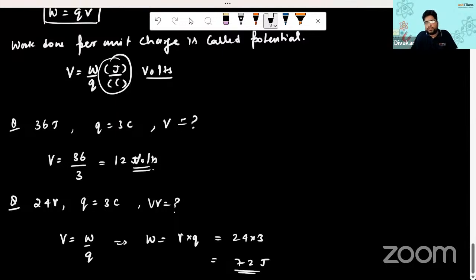But remember, work done's unit is joule, and the unit for potential is volt. If they ask you to define 1 volt, what's the big deal? You will simply say that if work done is 1 joule and the charge is 1 coulomb, then the potential is 1 volt. Simple. So we discussed what is charge, what is current, and now we discussed potential as well.